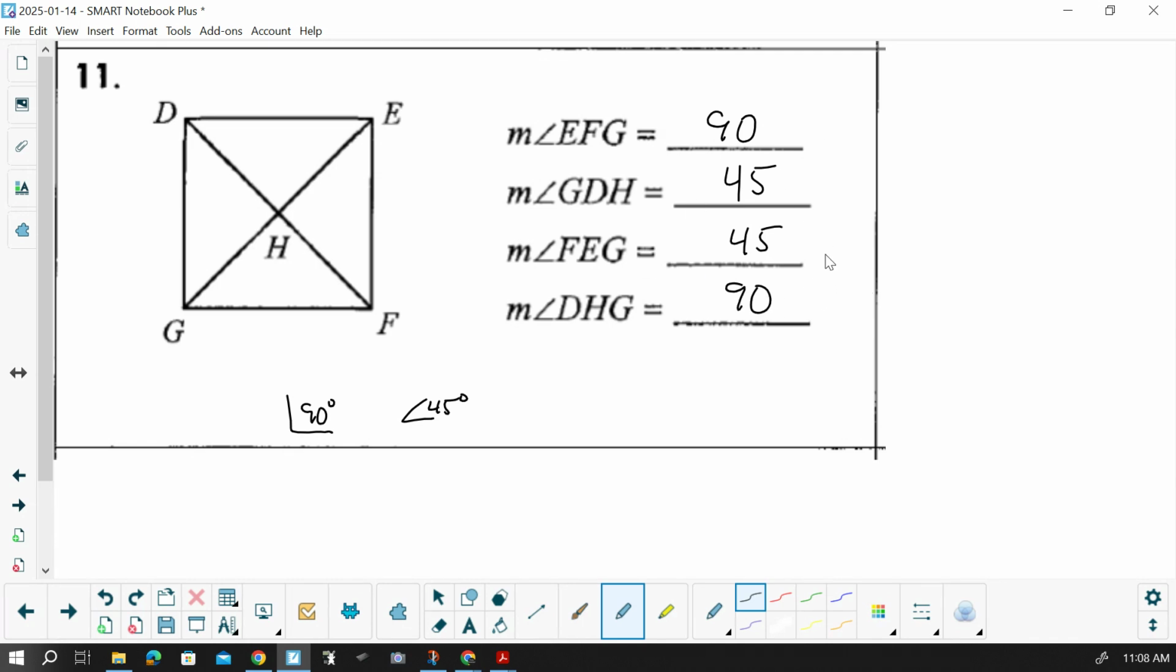Now, if you need extra help with that one, because I didn't show you how to identify the angles, if you're having trouble identifying the angles, that's a different kind of question. But just ask Mr. Harmless, that's me, and I will help you out.